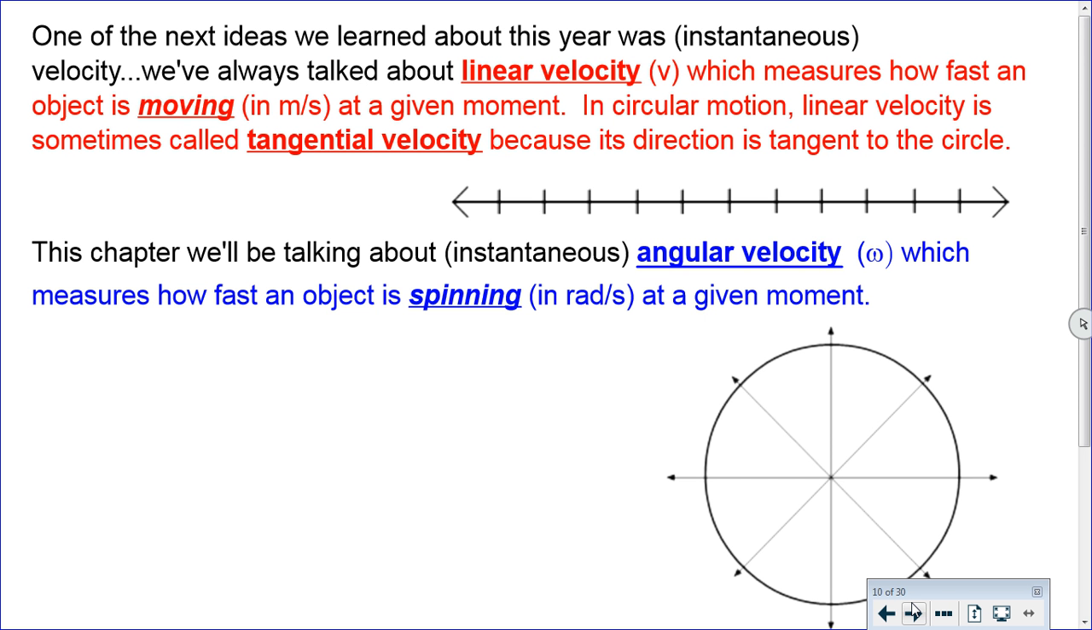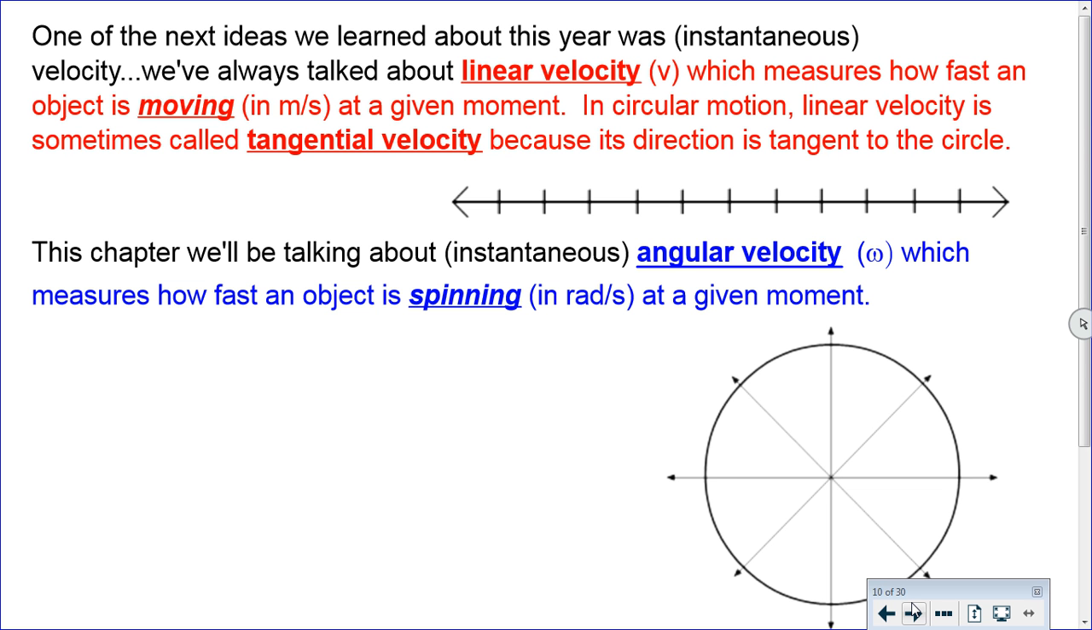One of the ideas we learned about early on this year was the idea of instantaneous velocity: how quickly an object was moving at a given instant, and the direction. We've always talked about linear velocity, which measures how fast the object is moving in meters per second at a given moment. Like, maybe you throw a ball at 40 meters a second. That's how fast the ball is moving at the instant you let go of it.